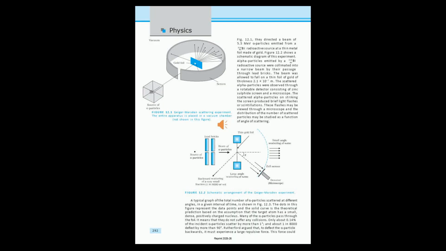Many of the alpha particles pass through the foil. It means that they do not suffer any collisions. Only about 0.14% of the incident alpha particles scatter by more than 1 degree, and about 1 in 8,000 deflect by more than 90 degrees. Rutherford argued that, to deflect the alpha particle backwards, it must experience a large repulsive force.